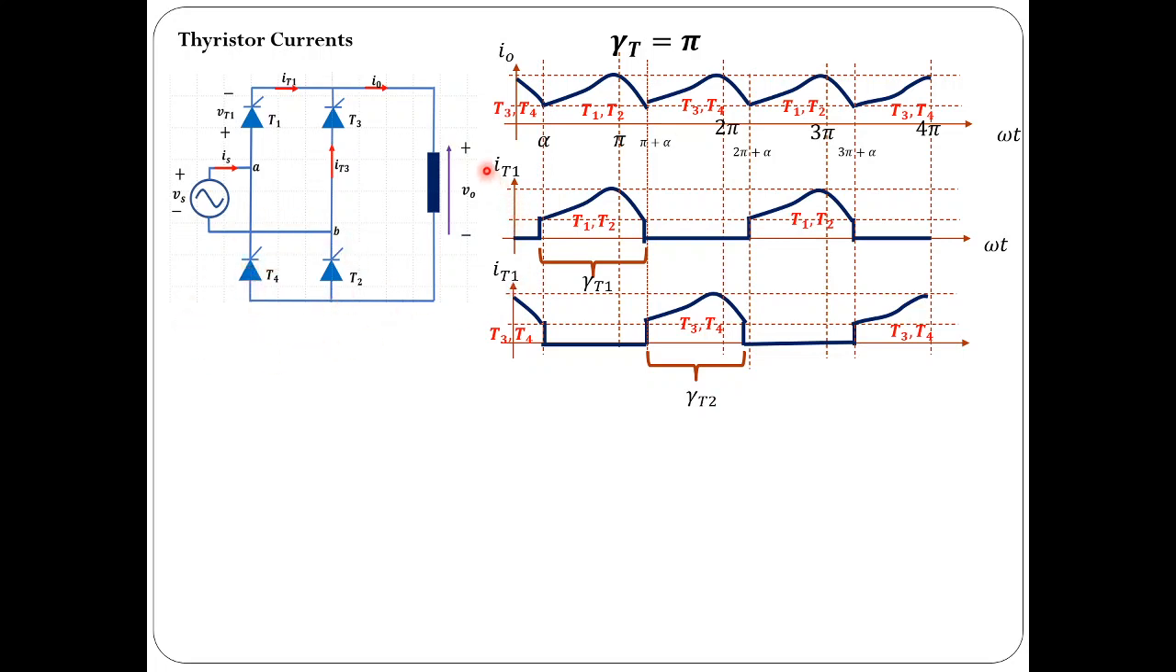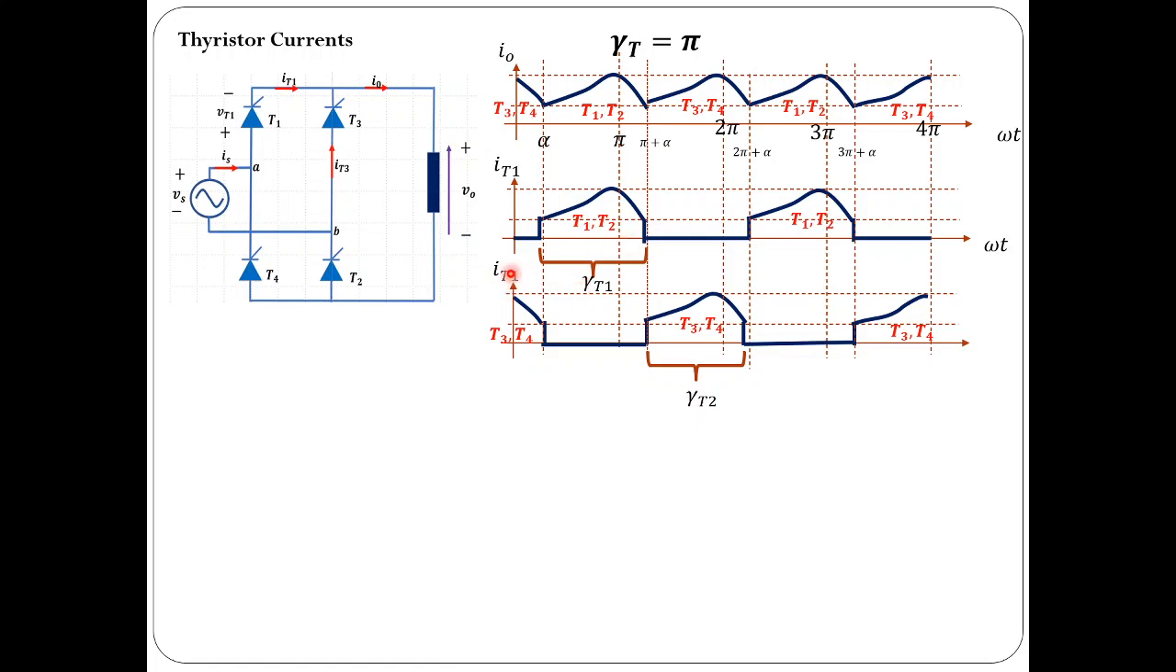Now if you want to consider only thyristor 1 current, thyristor 1 would conduct from alpha to pi plus alpha, and from pi plus alpha to 2 pi plus alpha, thyristors 3 and 4 are conducting, and during that period thyristors 1 and 2 are not conducting, so current through them would be 0, and the same thing will repeat. So thyristors 1 and 2 are going to conduct for pi radians per cycle.